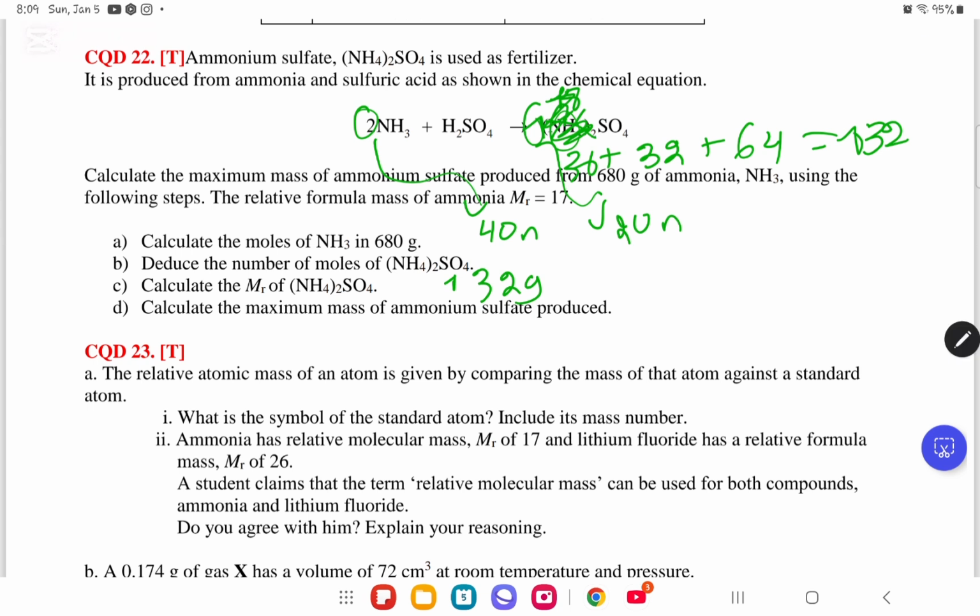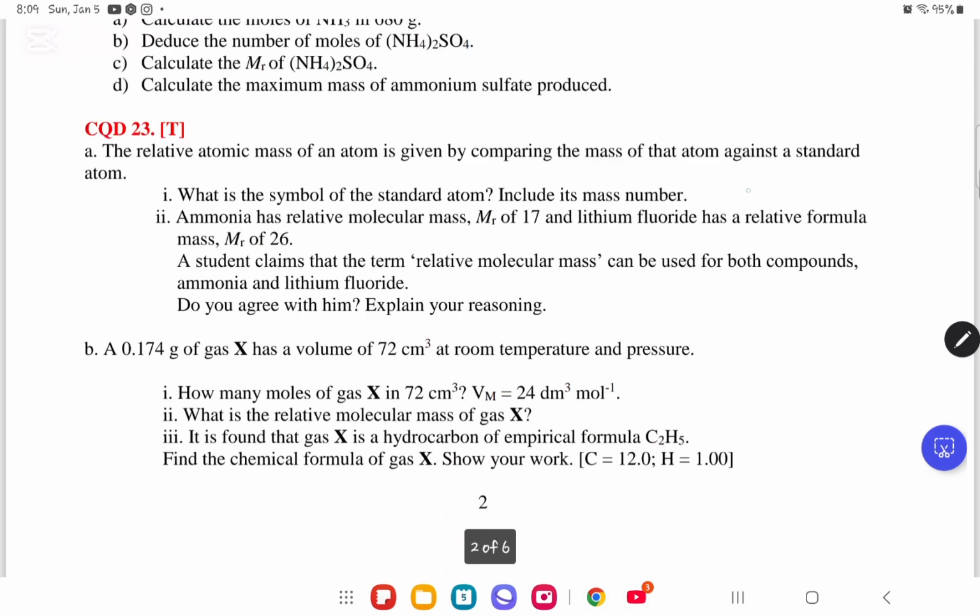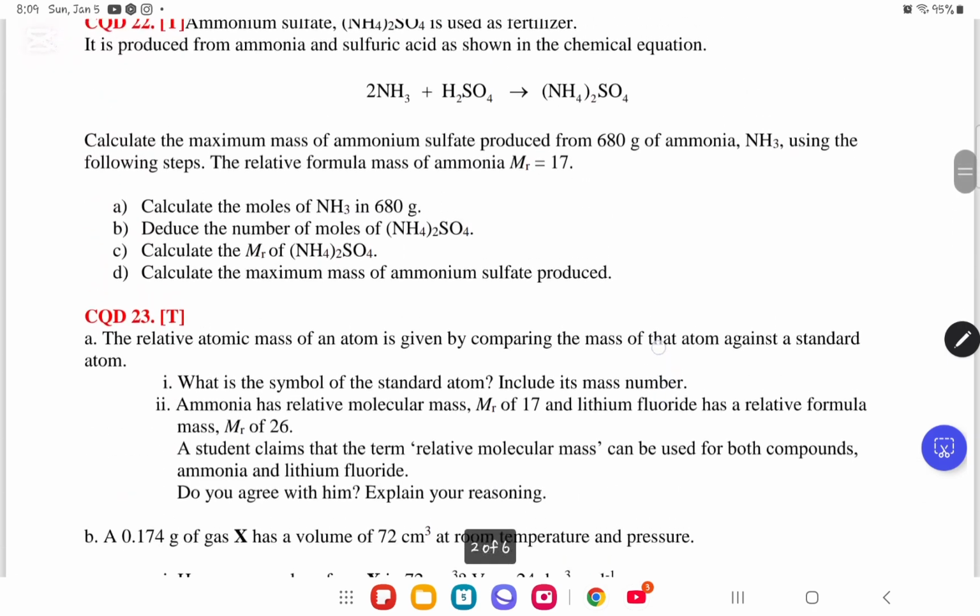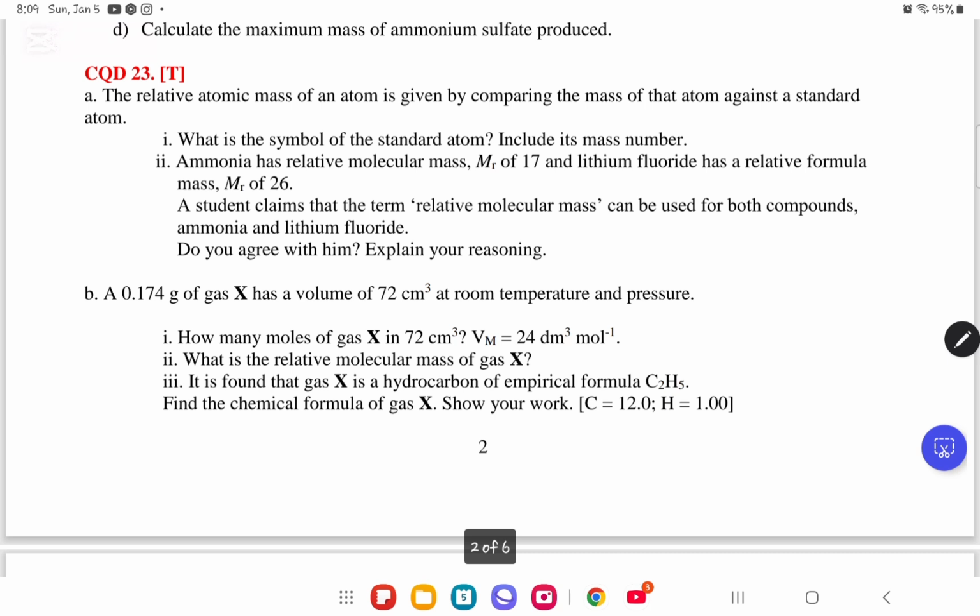Very simply, we are going to multiply the number of moles of ammonium sulfate that we found in part B by the molar mass of ammonium sulfate. So 132 multiplied by 20, we are going to get 2,640 grams, and that is it for CQD number 22. And finally, last but not least, we have CQD 23.